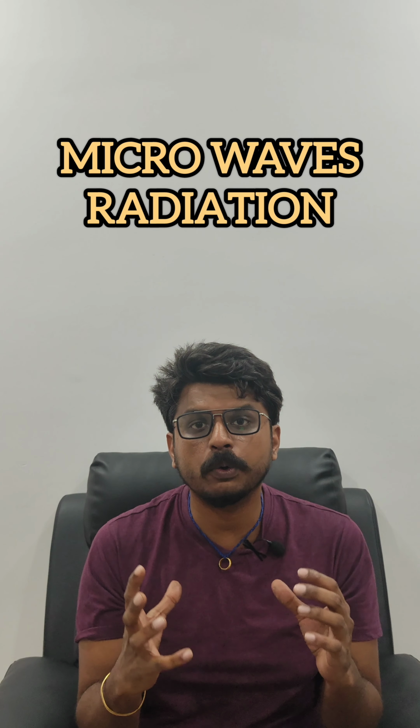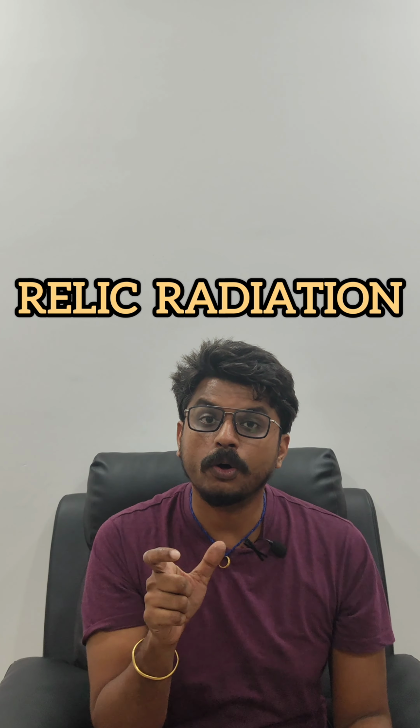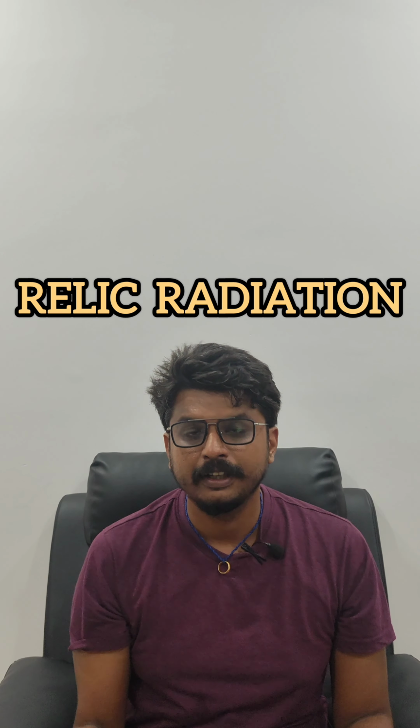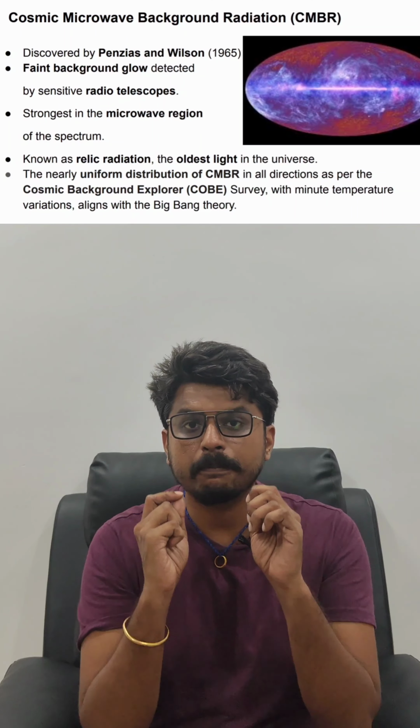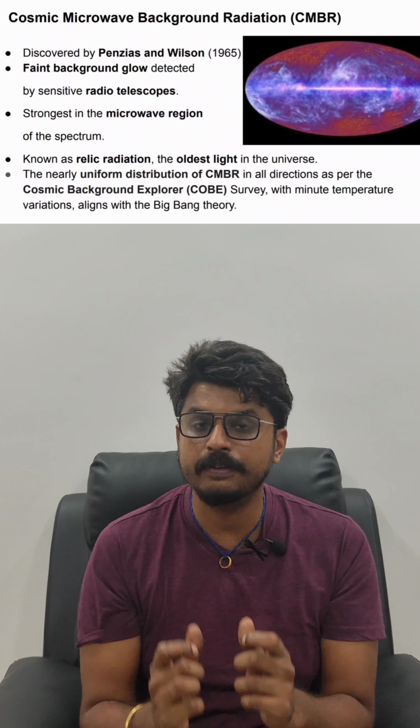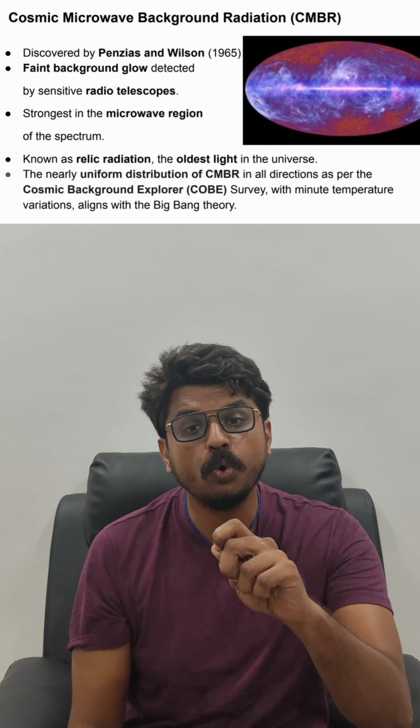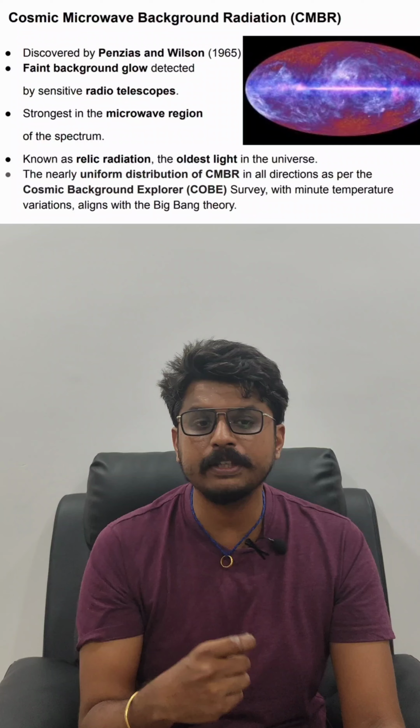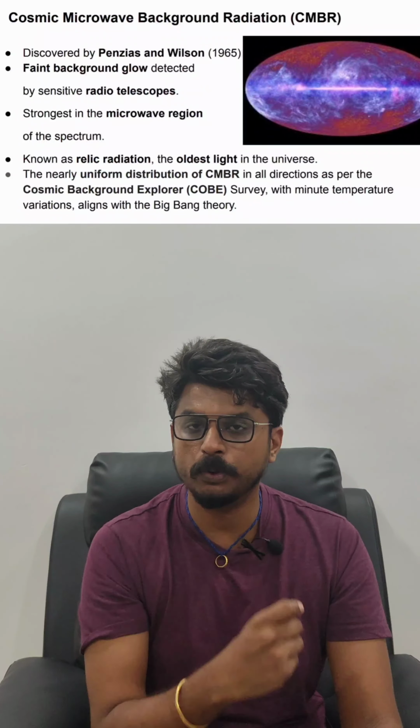It was all microwaves, and they could see this glow everywhere in the universe. This radiation was called relic radiation. Relic means old, or the oldest light. The near uniform distribution of the cosmic microwave background radiation was confirmed by the COBE survey. COBE is Cosmic Background Explorer.